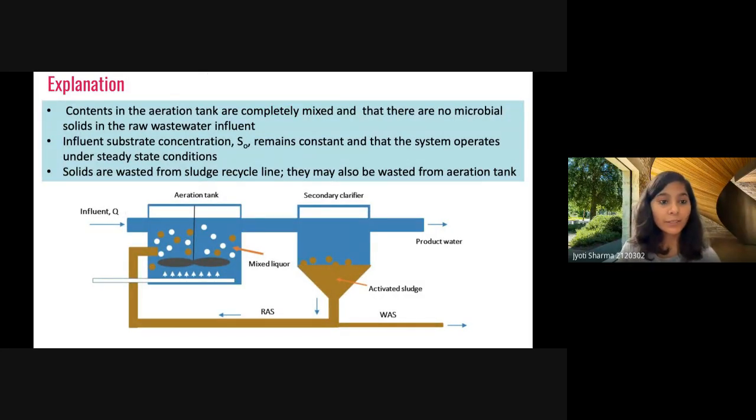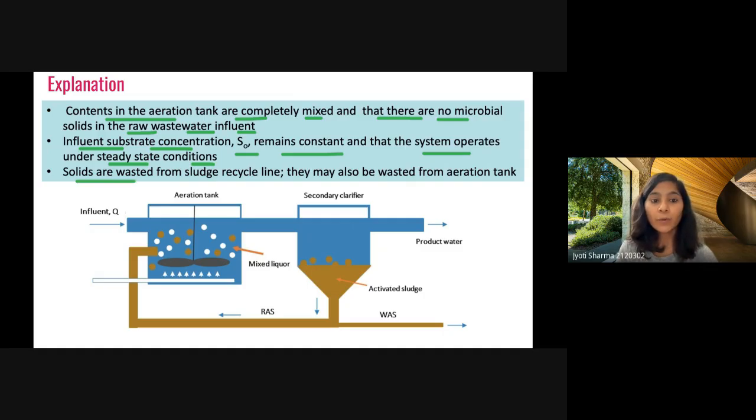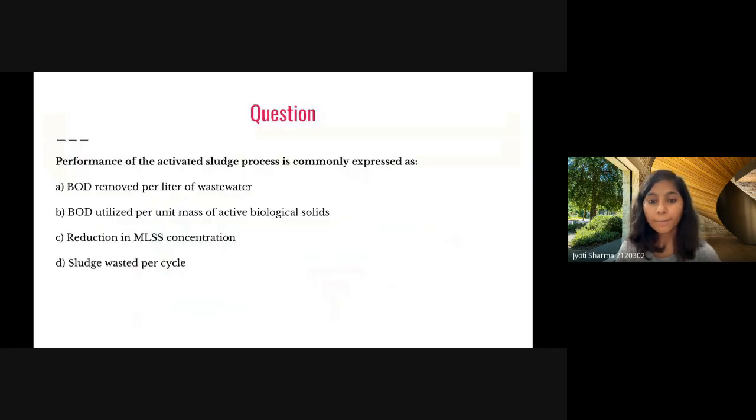So I'm just reading this. Contents in the aeration tank are completely mixed, and there are no microbial solids in raw wastewater influent. Influent substrate concentration as noted will remain the same, and the system operates under steady state condition. And another is that solids are wasted from the sludge recycle line, and they may also be wasted from the aeration tank. So D option is the right one.